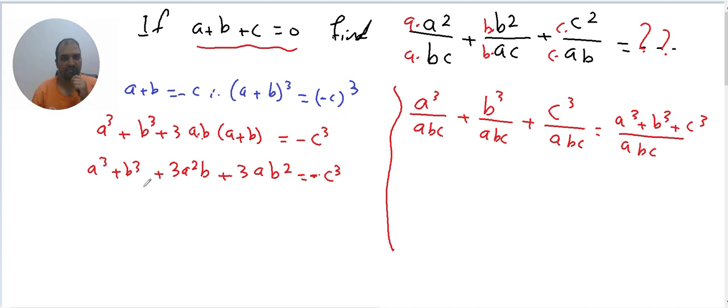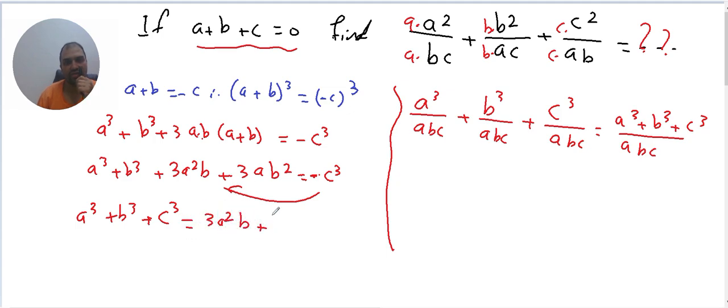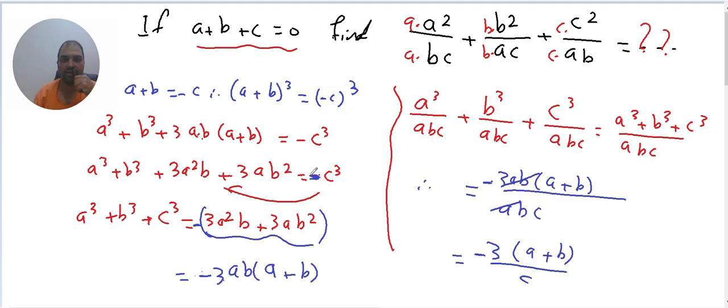So you can write here a power 3 plus b power 3, and move the negative c, it will be positive c power 3. It's equivalent to 3a power 2b plus 3ab power 2. You can put the value in this expression, and move 3a power 2b plus 3ab power 2 to the left hand side by changing the sign.